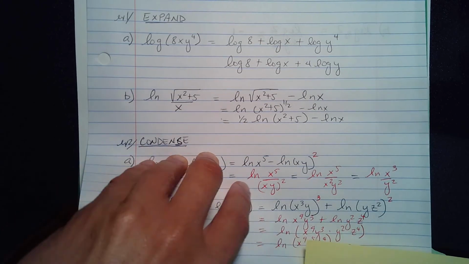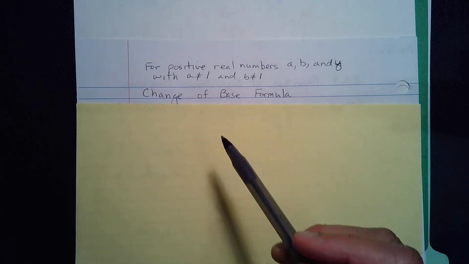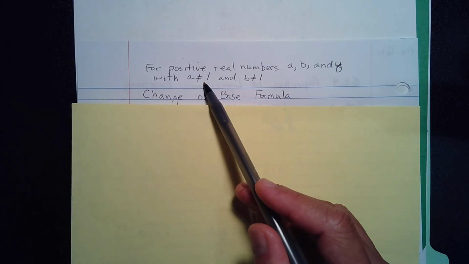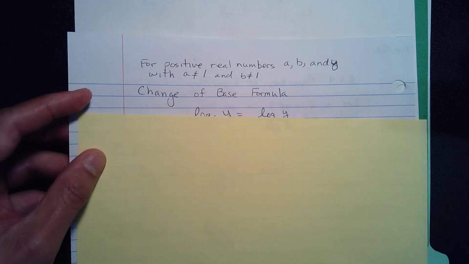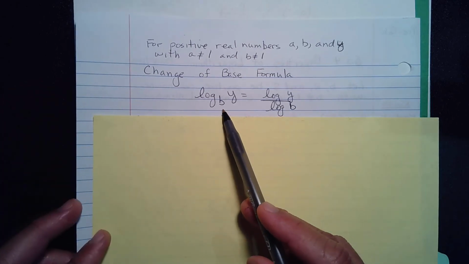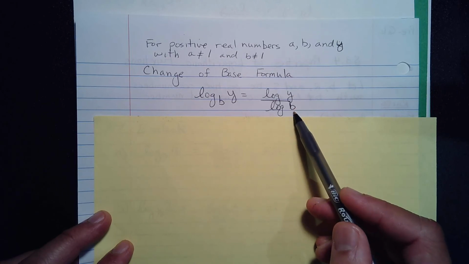All right, last property. It's called the change of base formula. So the restrictions are positive real numbers a, b, and y, with a not equaling 1 and b not equaling 1. So here we go. This is log base b of y equals log y over log b.